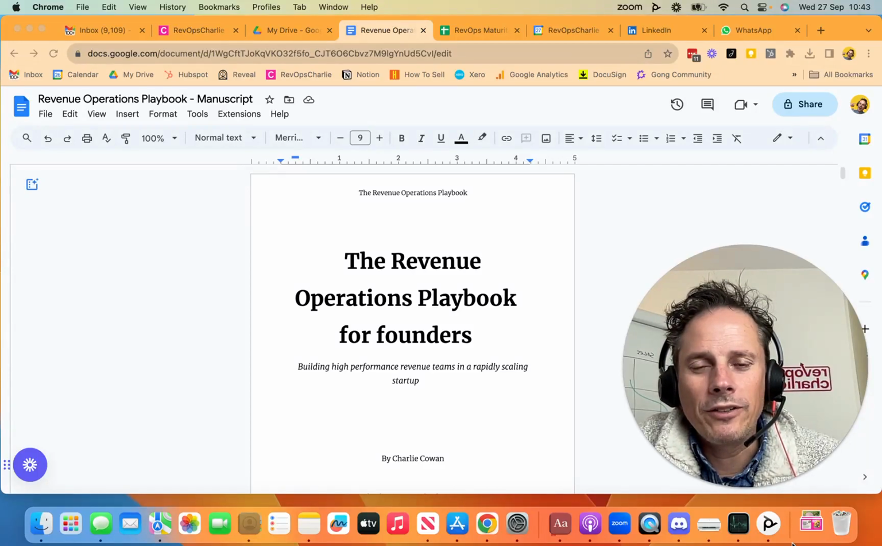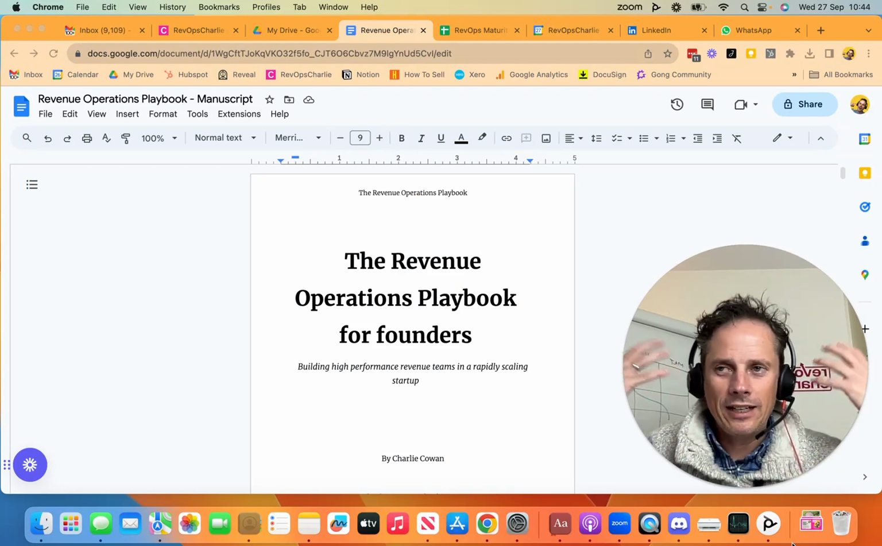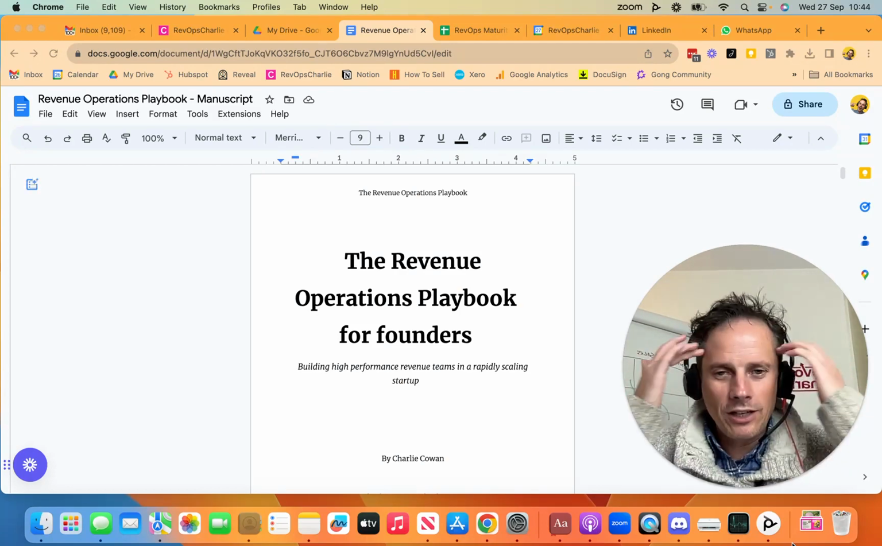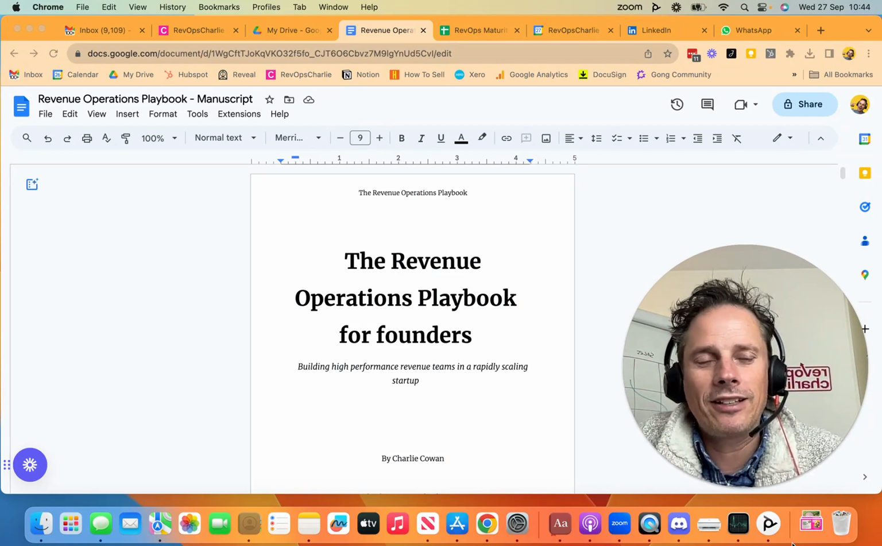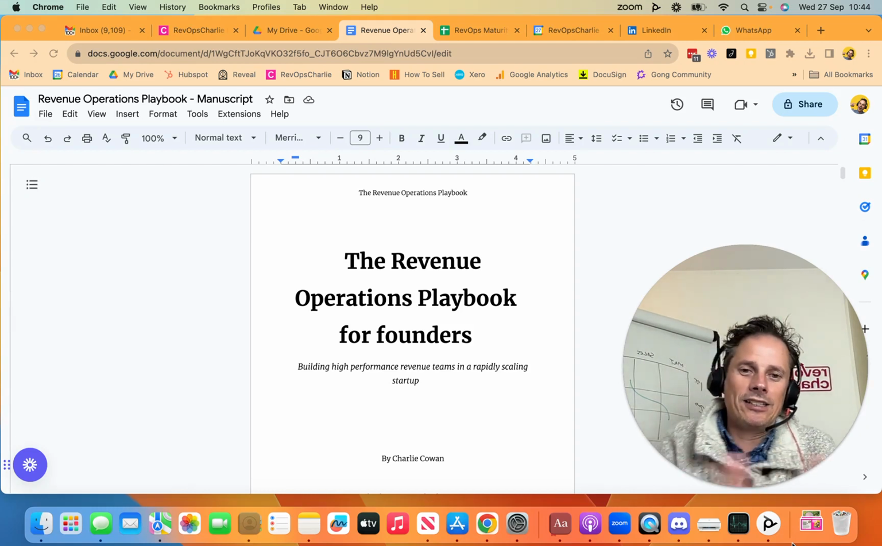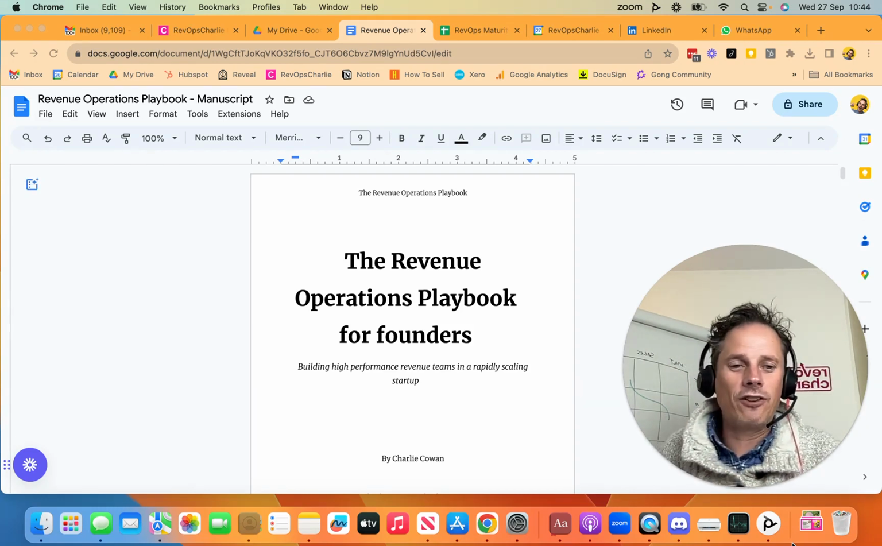I thought I'd give you a little bit of insight into the book writing process and progress as I'm building out the revenue operations playbook for founders, and I can keep you in touch as we make progress through the various chapters. For me, writing a book, the information is in here, and it's just about getting it out in a nice, consistent format that is engaging and leads the reader on a journey from A to B.